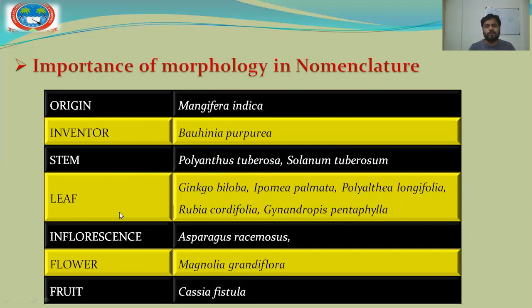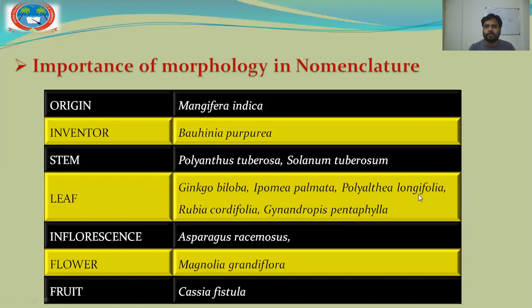Again, on the basis of leaf characteristics, we can determine the name. For example, Ginkgo biloba. This biloba indicates the bilobed leaves. Ipomoea palmata. Palmata means that the leaf structure is palm-like. Palm-like structure, that's why it is called palmata.